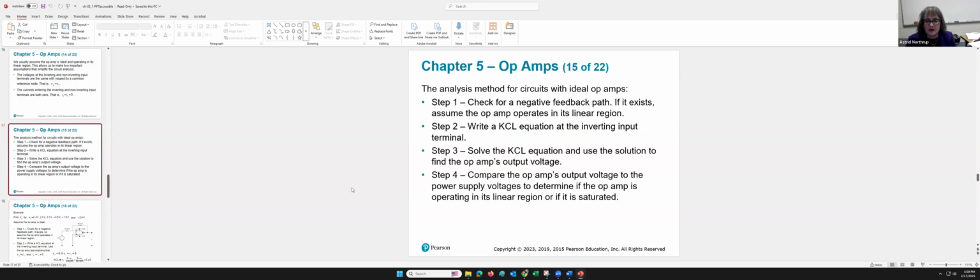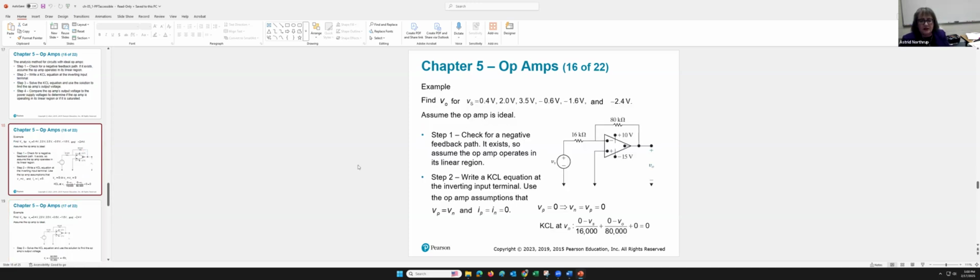Okay, so on this slide, we start to look at analysis. How do we actually analyze an ideal op amp? Well, the first thing is we check for that feedback path. If it exists, then we assume the op amp operates in the ideal region. That doesn't mean it does, it just means we're making that assumption, making our calculations, and then afterward we'll check. After we check for that feedback, we write Kirchhoff's current law equation at the inverting input terminal, and then we solve it. And then we use that to check the op amp's output voltage to make sure that it's between VCC and negative VCC.